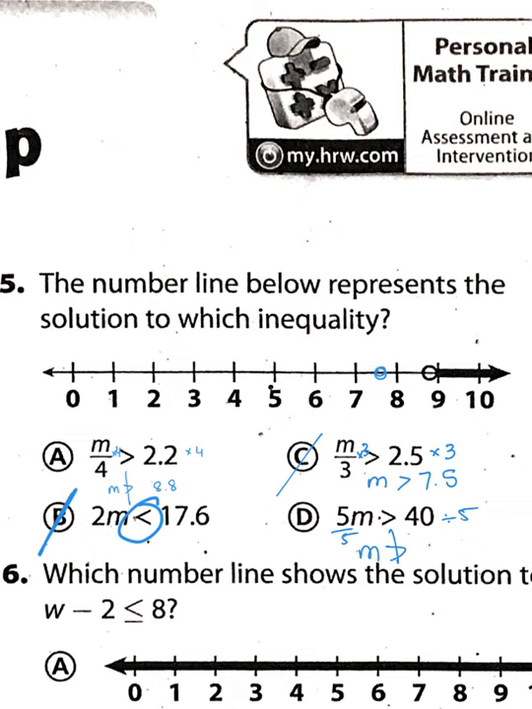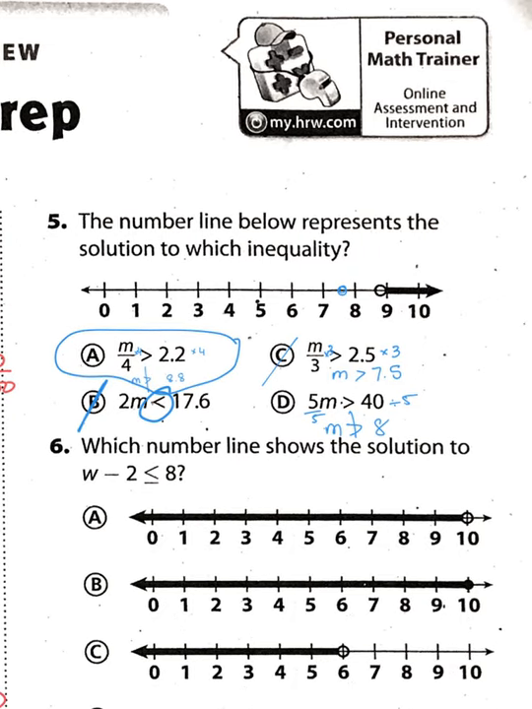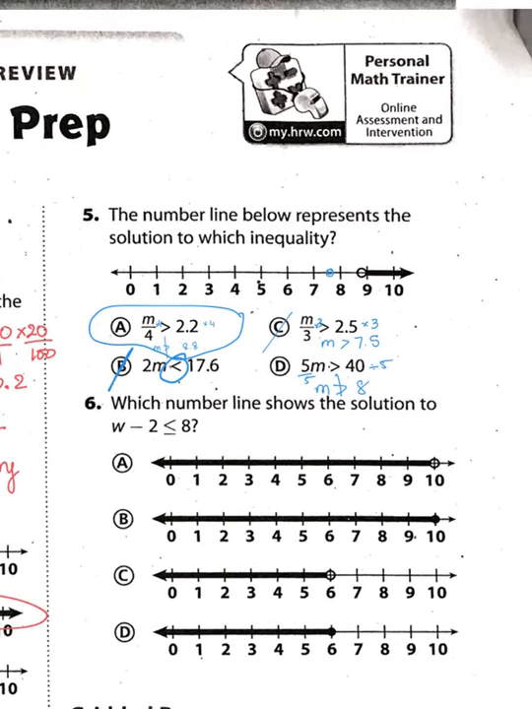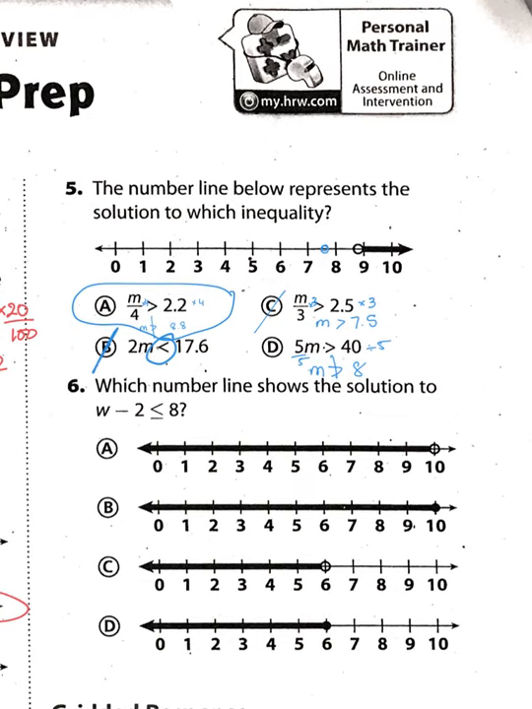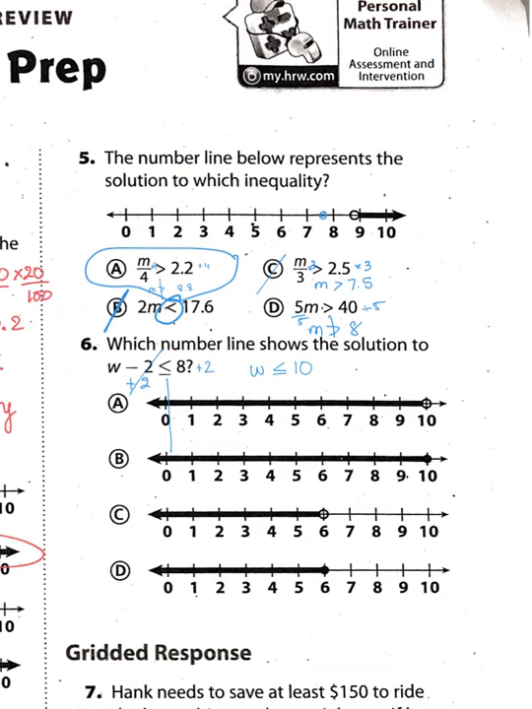6. Which number line shows the solution to w minus 2 less than or equal to 8? Let's solve it. W minus 2, so I add 2 on both sides, so this becomes 0. And 8 plus 2 is 10, so w less than or equal to 10. A closed circle to the left. So A is correct. Oh, A is not closed. B is closed, so choose B. Make sure you read.